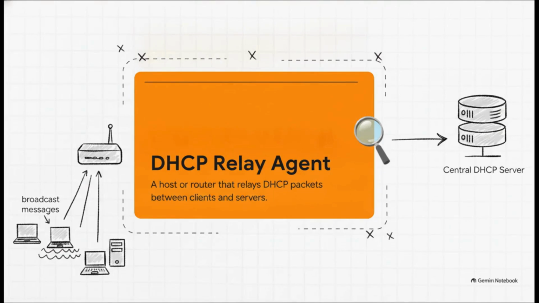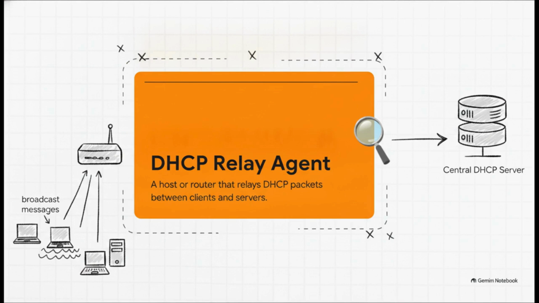The catch is that routers by default block broadcast messages. Remember all those 255.255.255.255 destination IPs we just looked at? A standard router drops those immediately to prevent network congestion. So how does a client reach a central server on a completely different subnet? The answer is the DHCP relay agent.